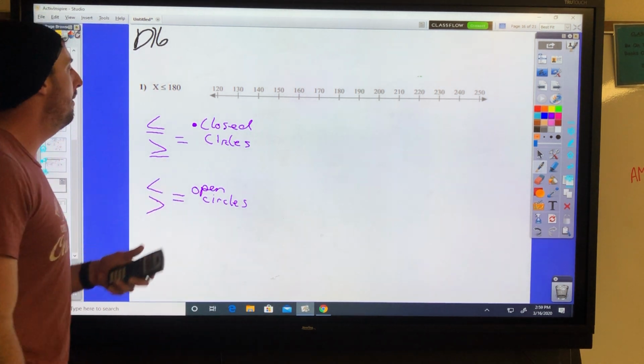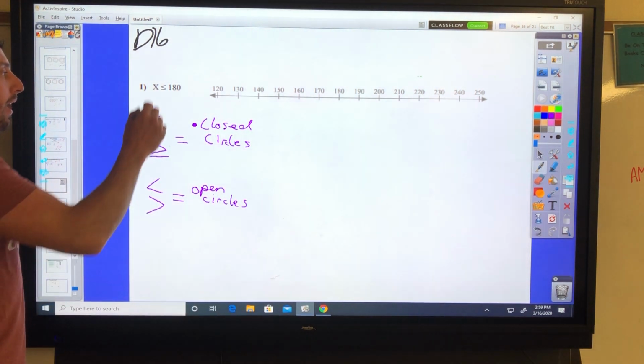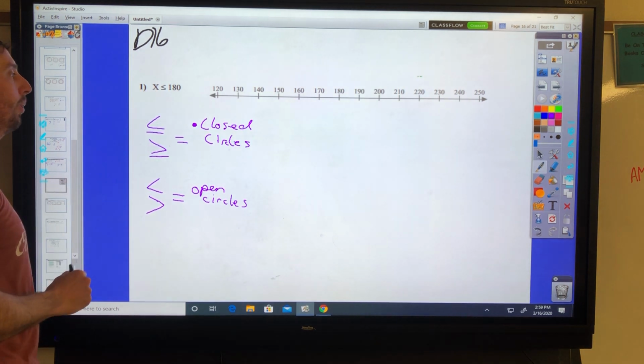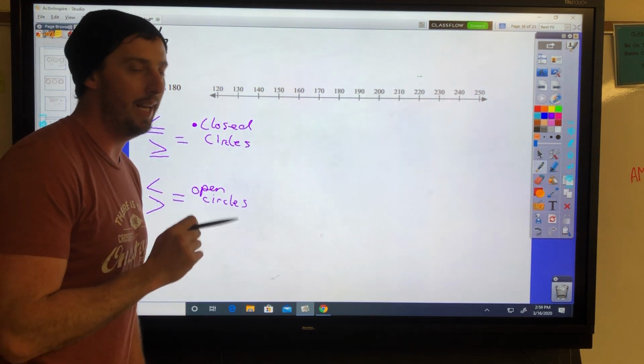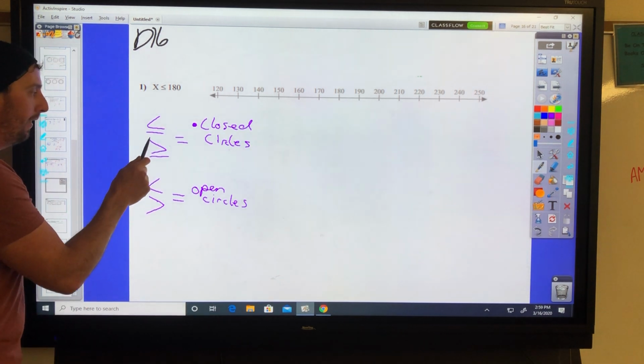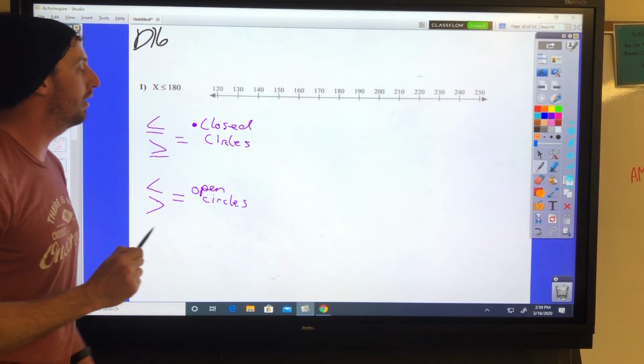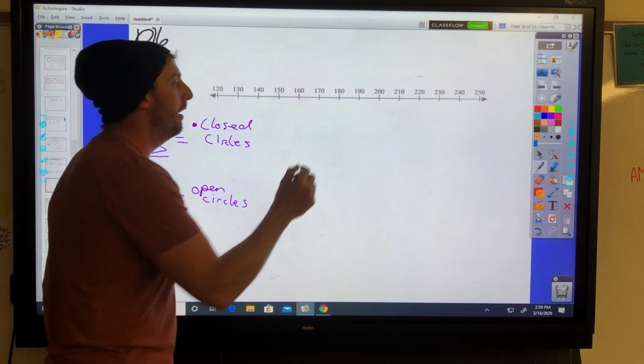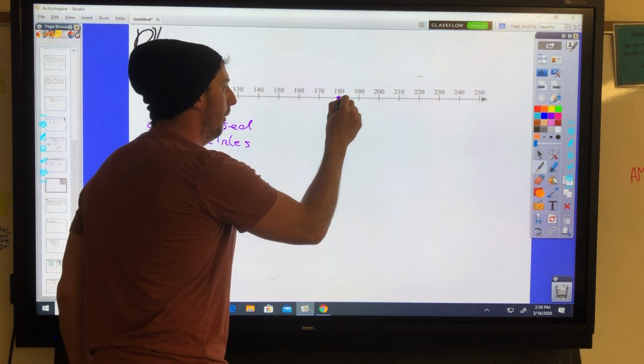So, for example, we have x is, how I read this, x is less than or equal to 180. So, since it's less than or equal to, it's right there. I have to use a closed circle on 180. So I'm just going to put a closed circle there.